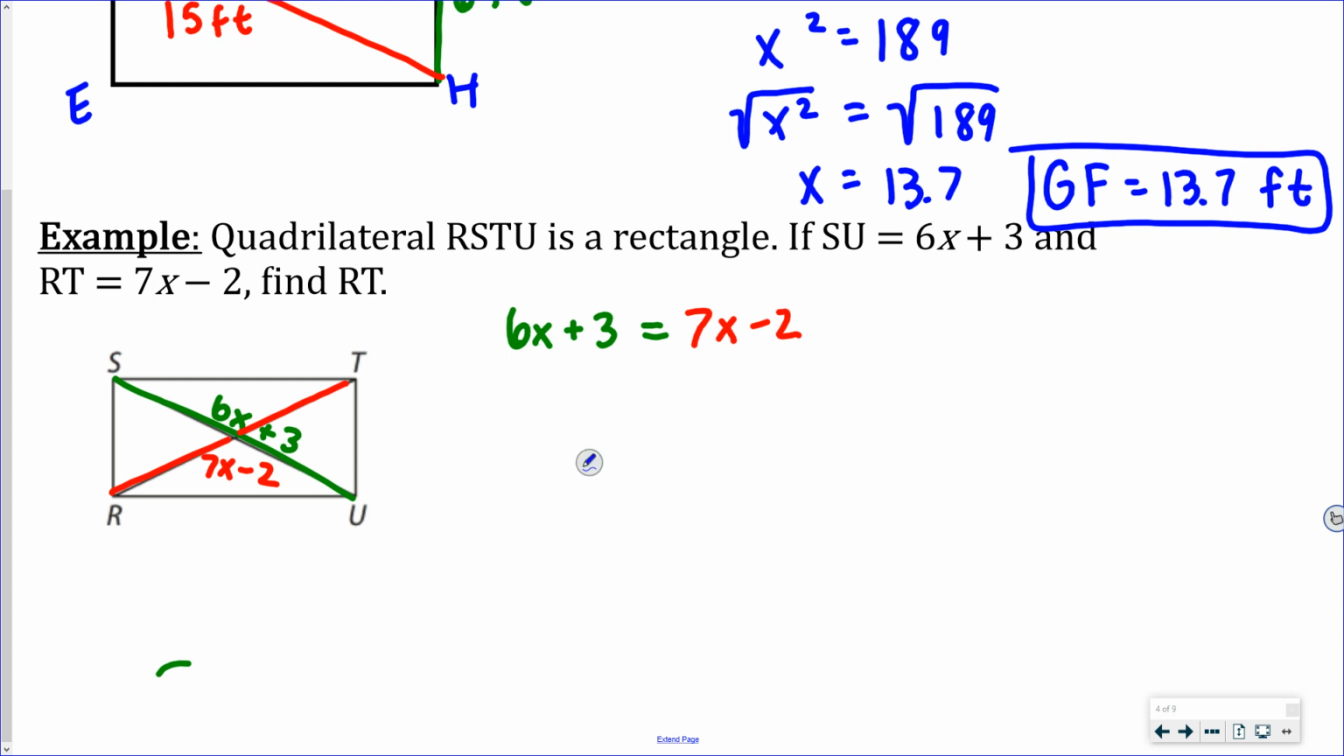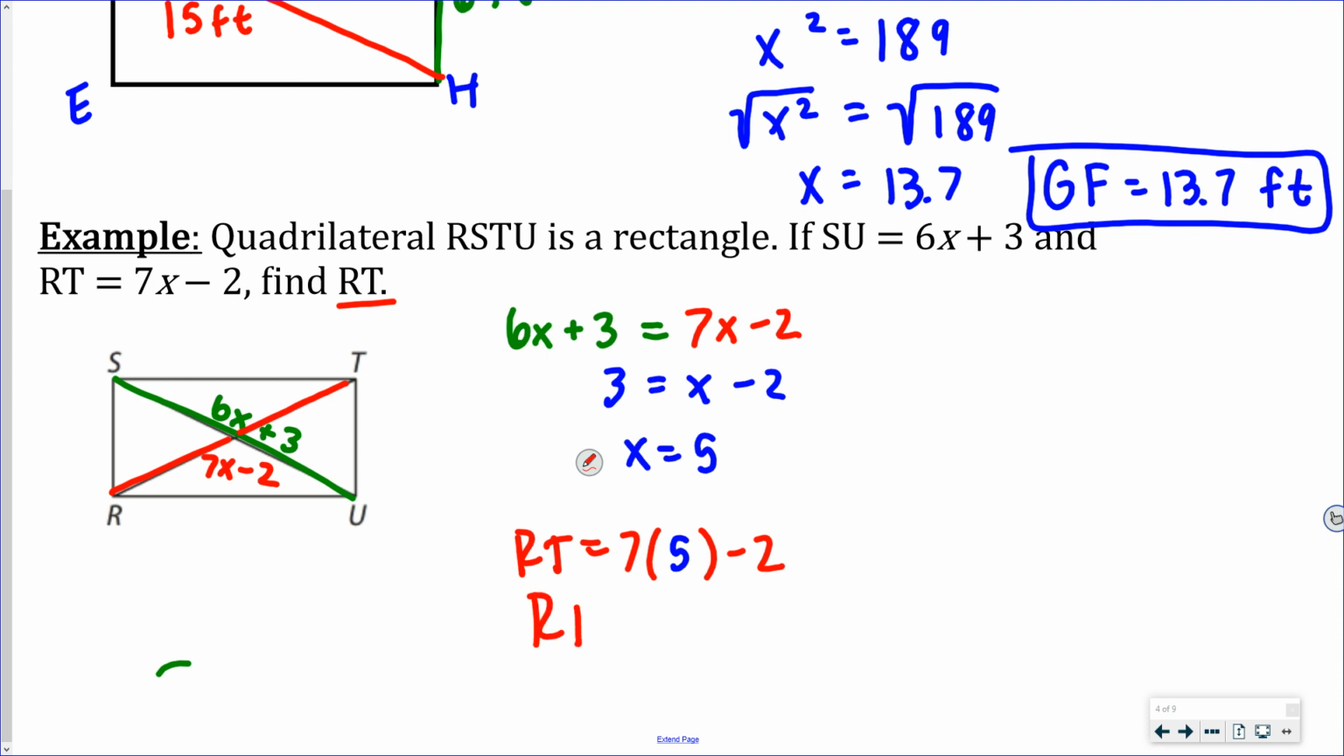Solve for x. No problem. X is 5. That's not what they asked me to find. They want me to find RT, which is 7 times x minus 2. So now that we know x is 5, RT is 35 minus 2 is 33. Let's go units since we're talking about the diagonal length. Okay, question? Go back. Try another one.